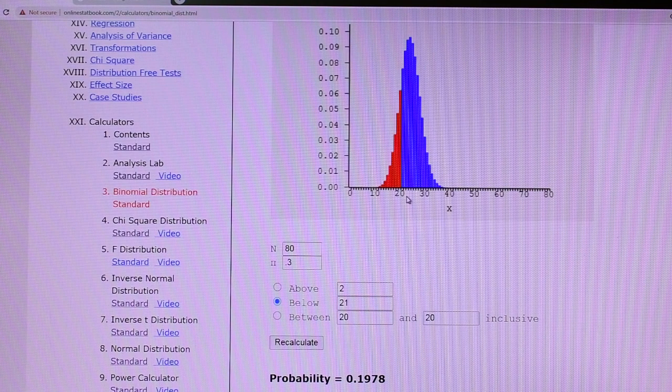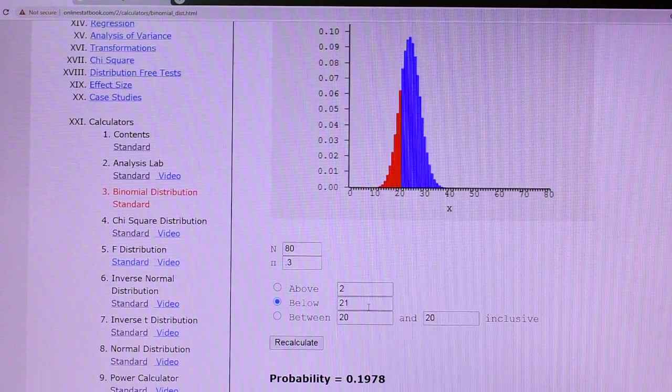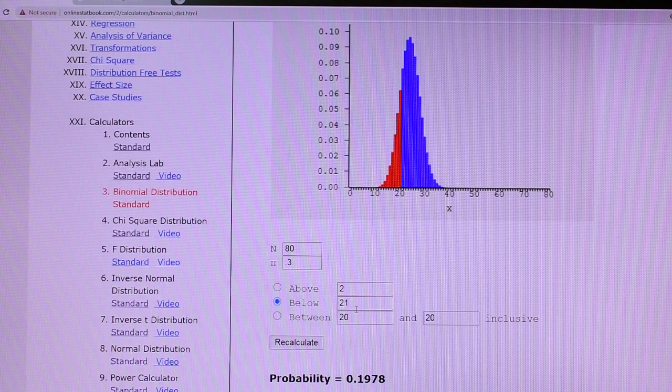But another thing we might be interested in is how likely is it that they are going to avoid it? Now, this is a little more tricky. Notice that we said the average was 24, and 20 is 4 points below 24. So what about above, like 28, would be the other extreme?